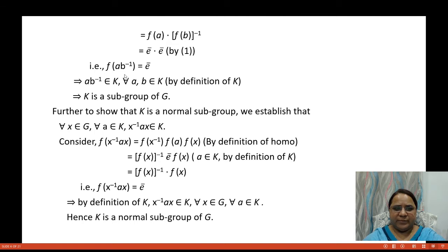Next, f of a b inverse must be equal to your e bar. So a b inverse belongs to K for all a, b belongs to K by the definition of the kernel. So K is a subgroup of G.